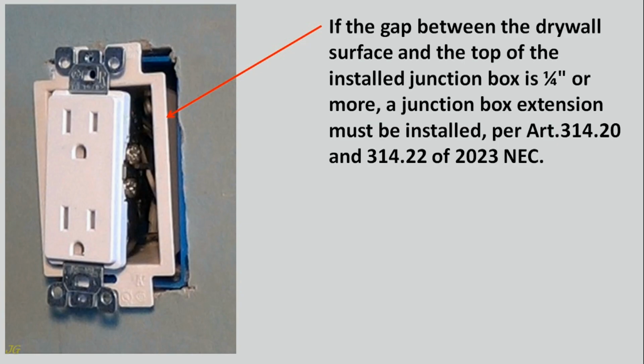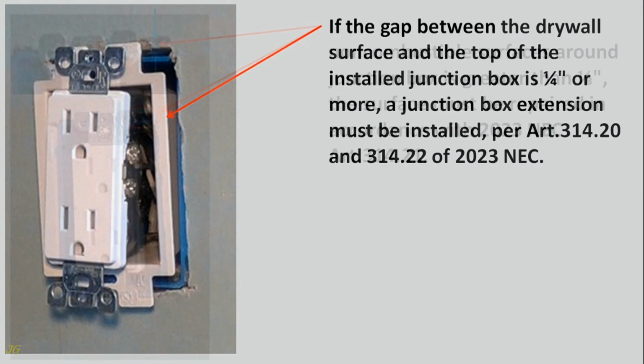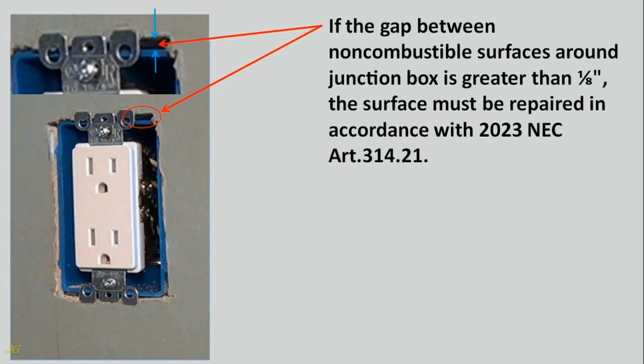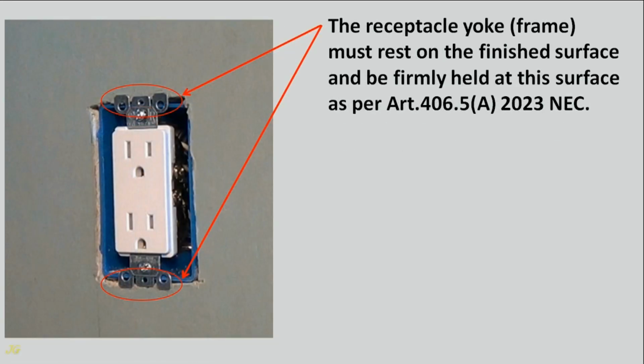If the gap between the drywall surface and the top of the installed junction box is 1/4 inch or more, a junction box extension must be installed, per Article 314.20 and 314.22 of 2023 NEC. If the gap between noncombustible surfaces around the junction box is greater than 1/8 inch, the surface must be repaired in accordance with 2023 NEC Article 314.21.